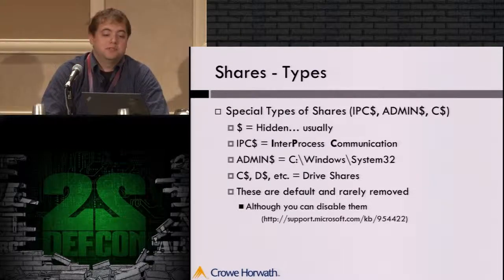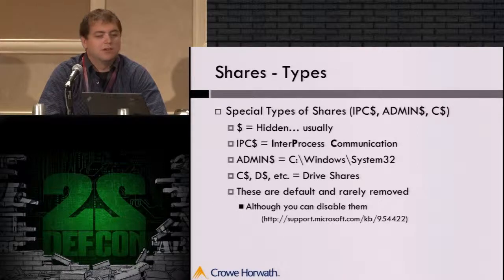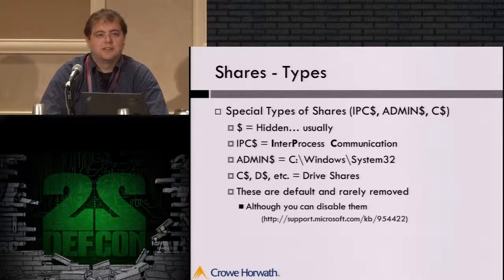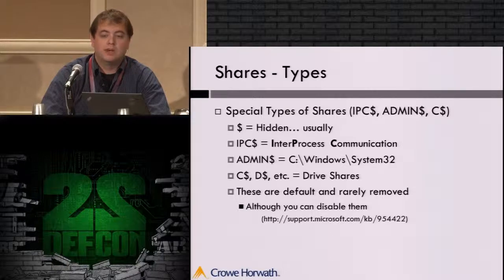So share types. Probably everyone has seen these before. If you see a share with a dollar sign at the end, unless somebody's done something a little funny, that typically means it's hidden, doesn't show up unless you go looking for it or have a tool that pulls it specifically. The other share that you'll see everywhere is IPC$. It's inter-process communication. This actually is where all SMB sessions start.